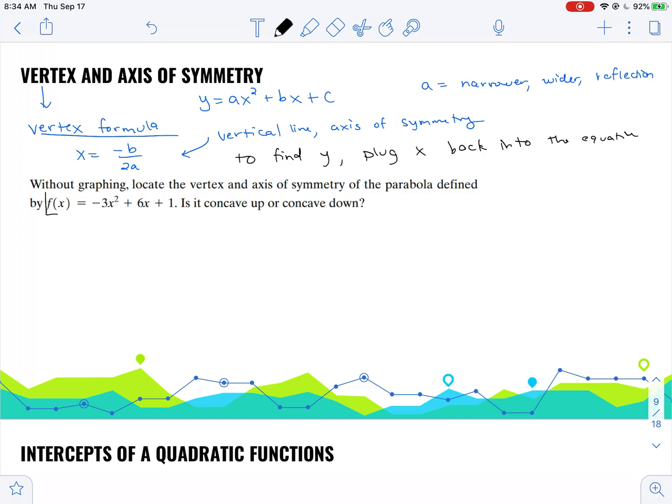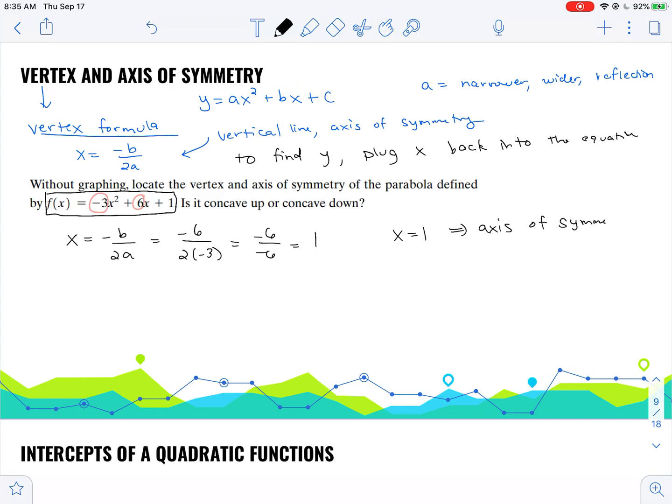So let's look at this. Without graphing this guy, find its vertex and axis of symmetry. So the vertex is going to be found by using the formula, the opposite of b over 2 times a, where b is 6 and a is -3. So this is going to be the opposite of 6 over 2 times -3, which is -6 over -6, which is 1. So x equals 1 is going to be the x coordinate of the vertex, but it's also the axis of symmetry. So the vertical line through x equals 1 is the axis of symmetry.